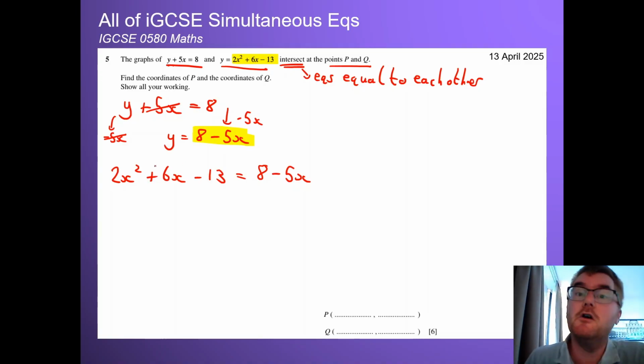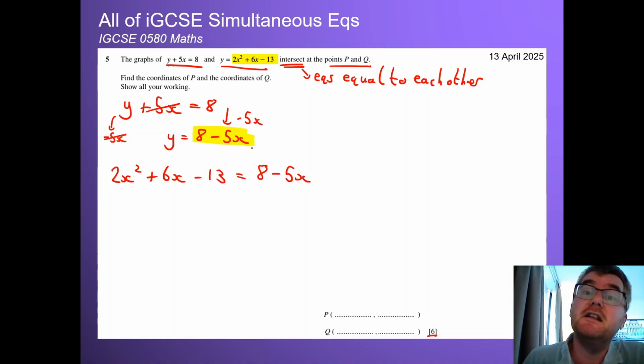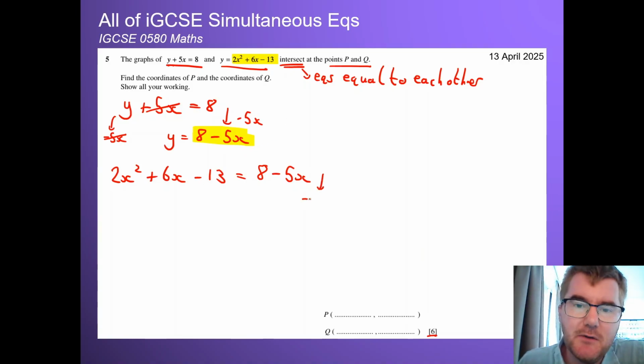Anyway, let's go on. We've got a quadratic, this time with 2x squared, so it's going to be a bit more tricky than what we looked at before. Notice we've got 6 marks now for the question. So what we want is everything to the left-hand side. So to do that, we're going to minus 8 and add 5x on both sides.